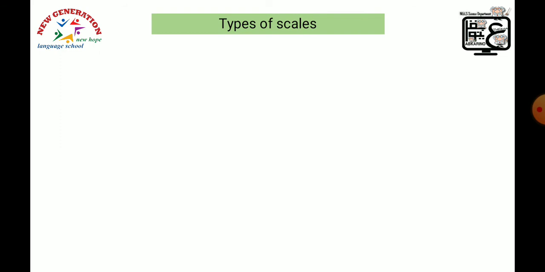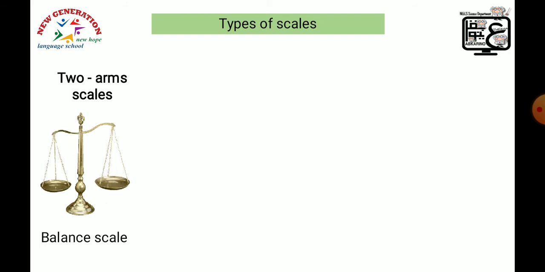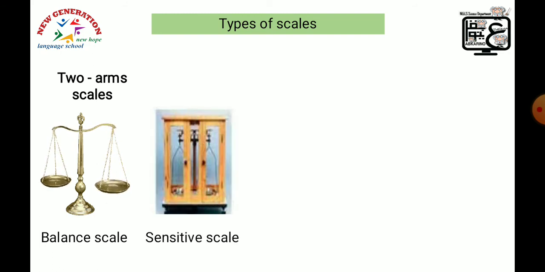Now we're going to talk about the types of scales. We have two types of scales. Number one, two arms scales, such as the balance scale. Number two, as you see in this picture, the sensitive scale, or sensitive two arms scale. And the type number two is one arm scales.